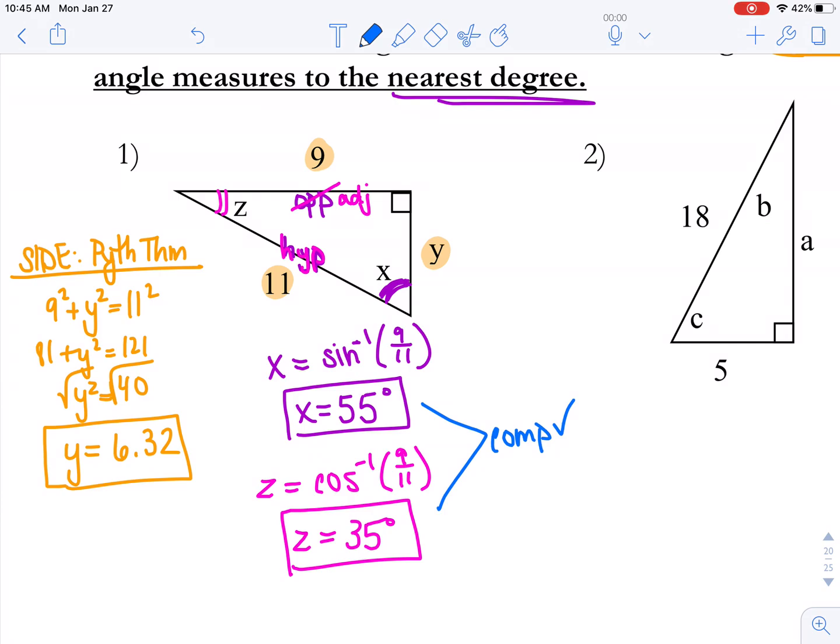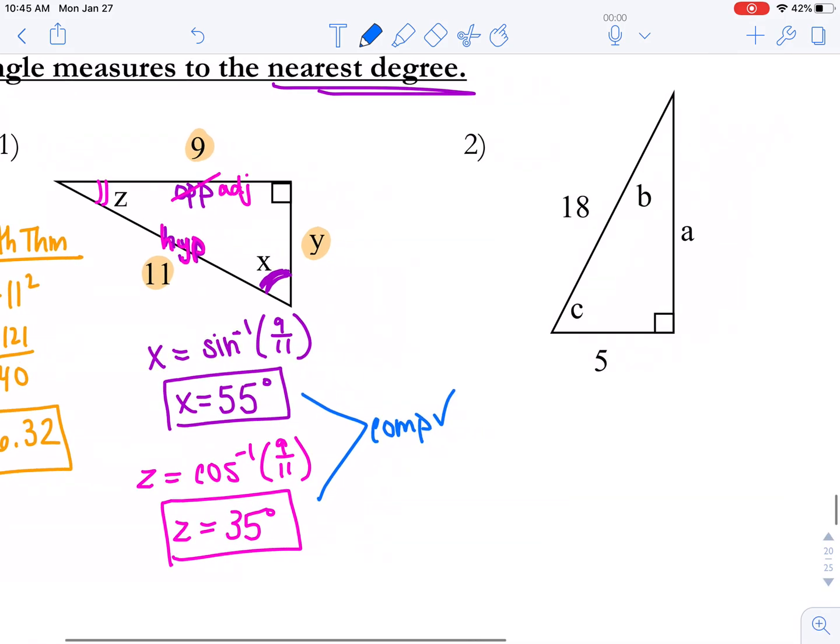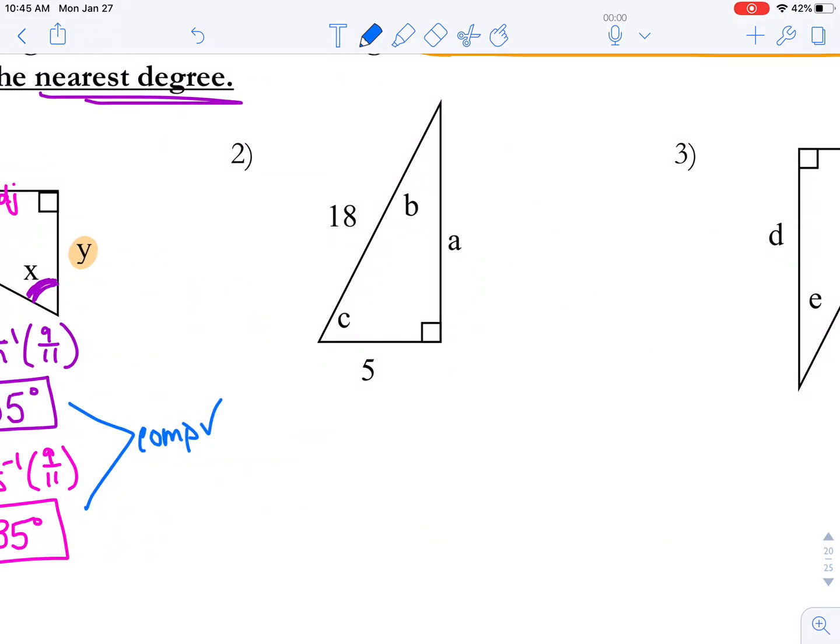Okay, so that was one example. What I'd like you guys to do next is, in your groups, try example 2. So if you could pause the video, try example 2, and then come on back and see my work. Okay, go ahead and pause it now.